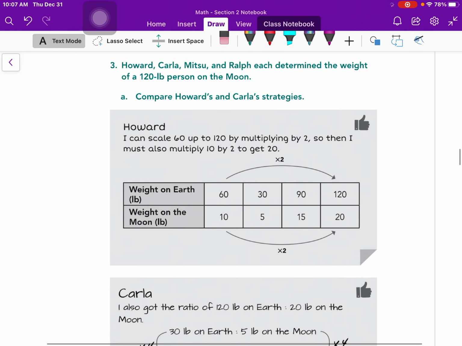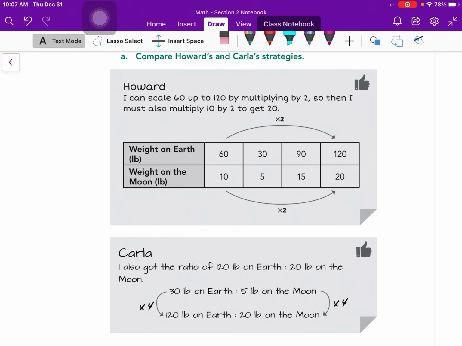We kind of answered those first two questions. So let's go to question 3. Howard, Carla, Mitsu, and Ralph each determine the weight of a 120-pound person on the moon. Compare Howard and Carla's strategies. Okay, let's take a minute to just see what Howard's doing here.